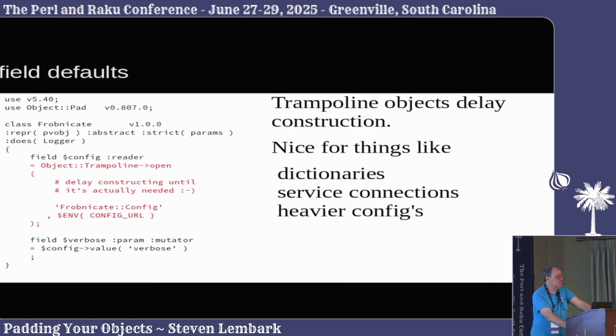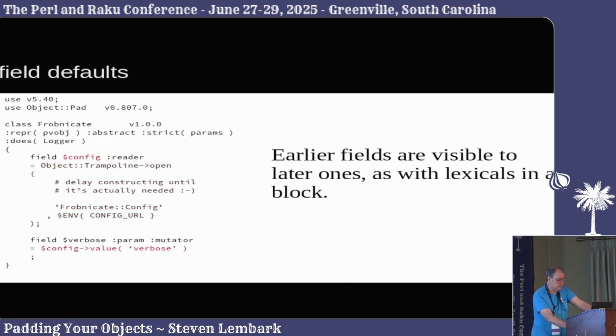You can have something pretty complicated that takes a long time to process. You can amortize it over the runtime by creating a trampoline. That'll work just the same way. The first time you hit this module and you actually want to assign a default to verbose, then you'll instantiate the object. One neat thing you can see from this, though, is that earlier fields are visible later in the module, so in the class.